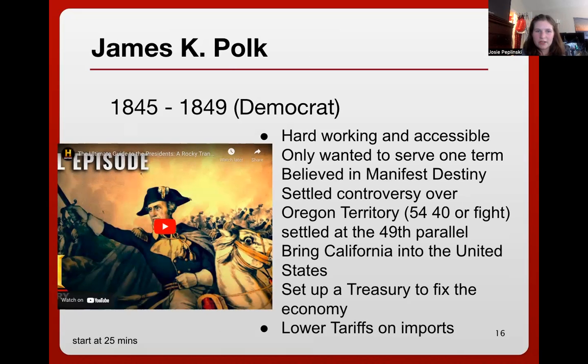James K. Polk is our next president. He was president from 1845 to 1849, and he was a Democrat, a Jacksonian Democrat. He was hardworking and accessible. He only wanted to serve one term because he believed in manifest destiny. He settled controversy over the Oregon Territory with the "54-40 or fight" slogan, which settled at the 49th parallel. He brought California into the United States. He set up a treasury to fix the economy, and he established lower tariffs on imports.